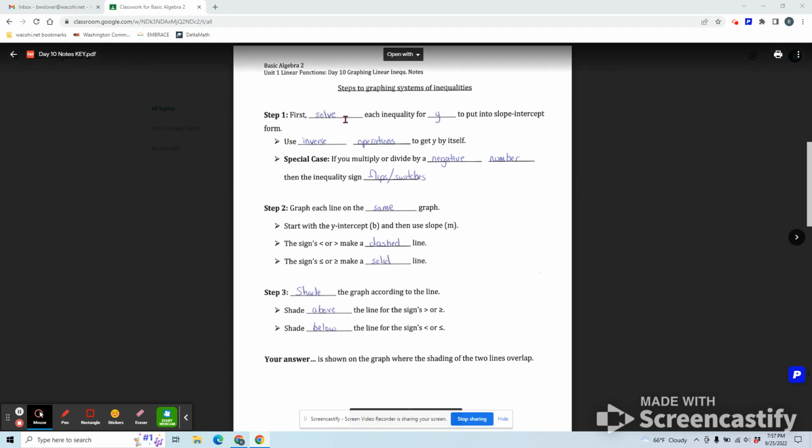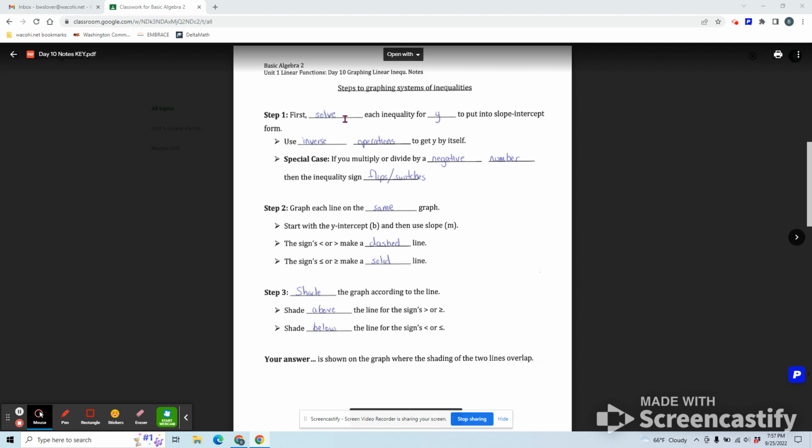Your first step is to solve each inequality for y and put it into slope-intercept form. Most of the inequalities that I give you are already set up to graph, but if they are not, you do need to make sure it is in slope-intercept form. If it's not, you're going to use inverse operations to get y by itself. And remember that when you multiply or divide, you have to flip the inequality symbol.